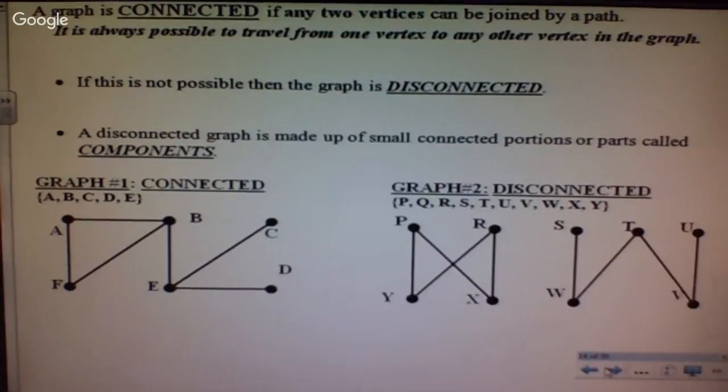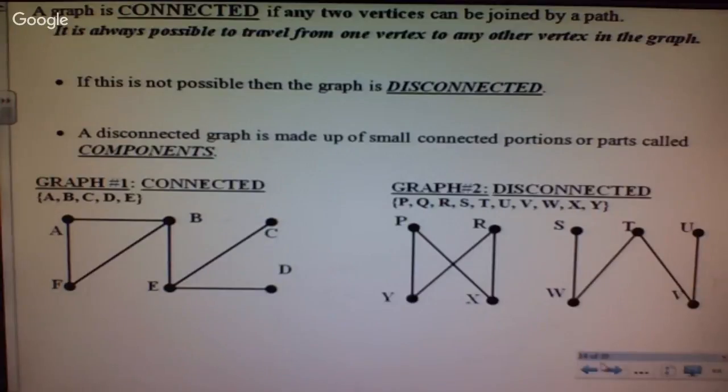Or we have a disconnected graph. Notice my disconnected is in 2 separate pieces. It could be in 3 separate pieces or 5 separate pieces, but it cannot be one big piece. There must be multiple pieces to make it disconnected.